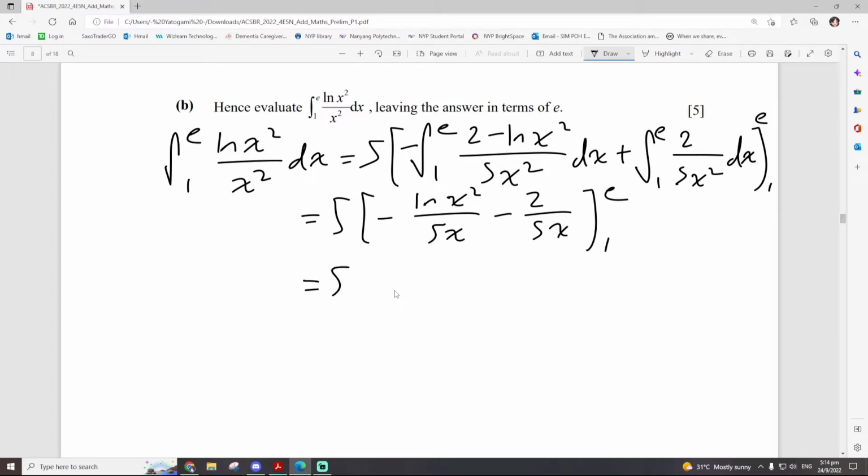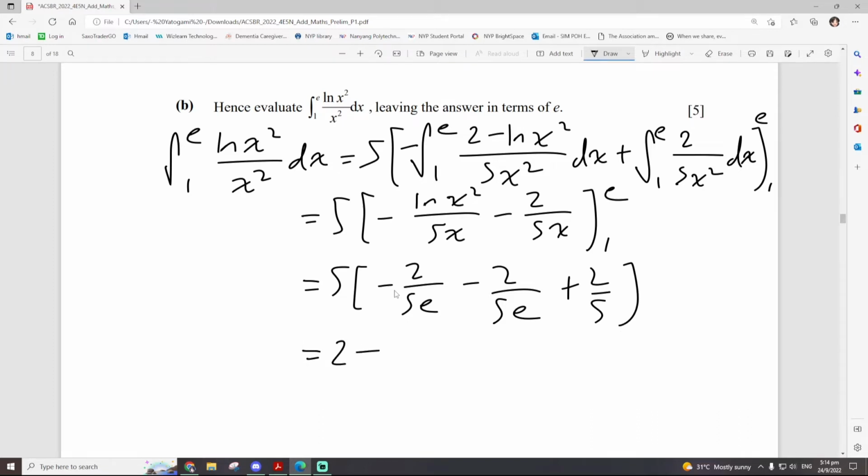And this is 5. If I put in e here, ln e squared is 2. And this is minus 2 over 5e. If I put in e here, I also get another minus 2 over 5e. If I put in 1, ln 1 is 0. And then I add 2 over 5. Then I distribute the 5 throughout, and I'm going to get 2 minus 4 over e. So that will be your answer. Yeah, pretty cool.